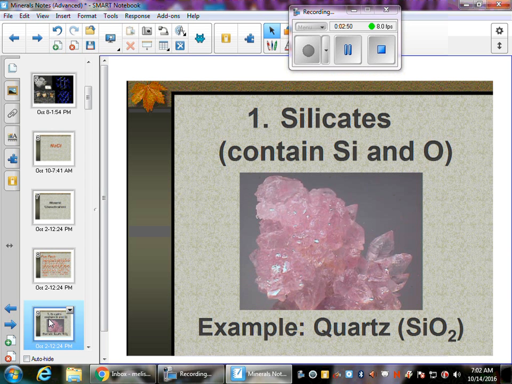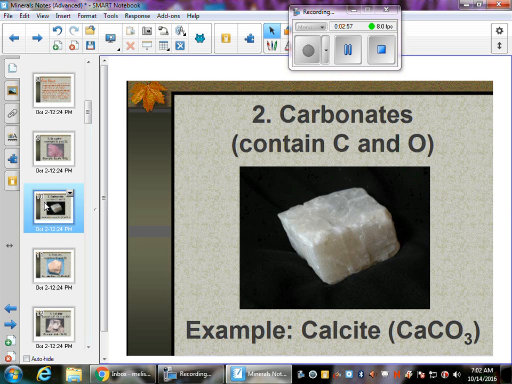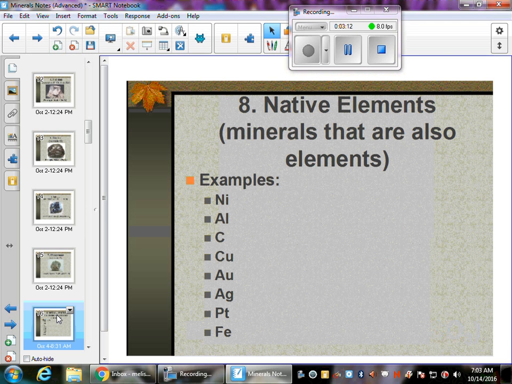They make up the most minerals. I believe about 90% of minerals are silicates. And then there are some other different classes or groups depending on what they're made of. Carbonates contain carbon and oxygen, and a common example is calcite. We're not going to go through all of these different types, and I don't expect you to know all the different classes of minerals, but do know that they are grouped by their chemical composition. One we are going to talk about are called native elements, and these are minerals that are also elements. And some examples would be nickel, aluminum, copper, gold, silver, iron. Those are all examples of minerals that are also elements.